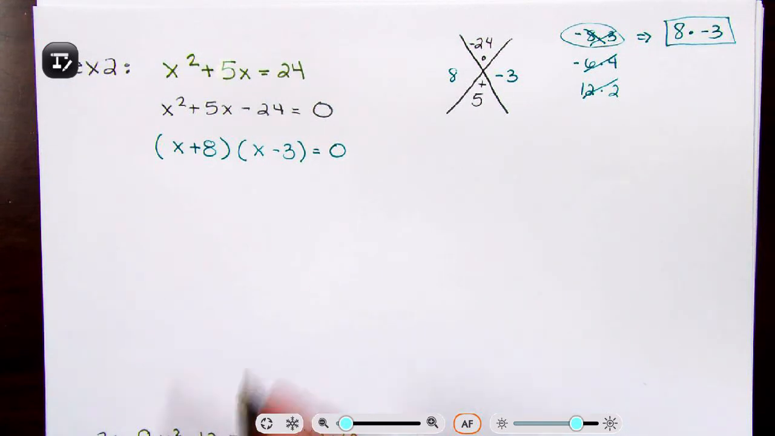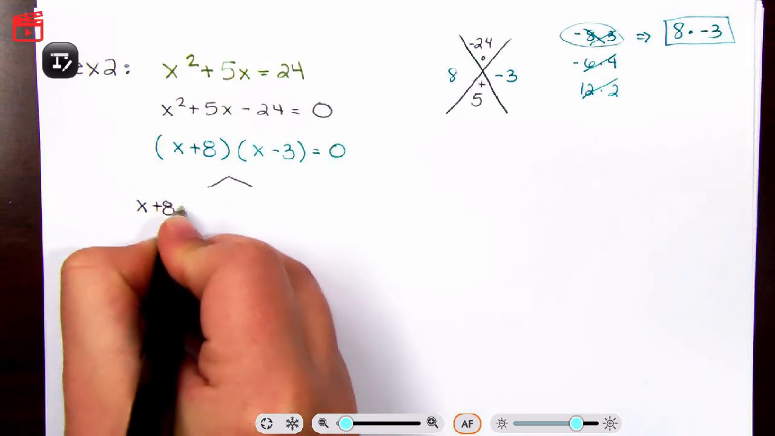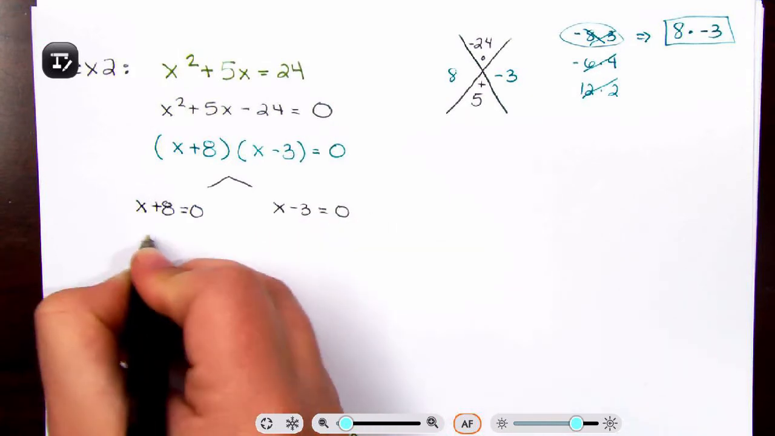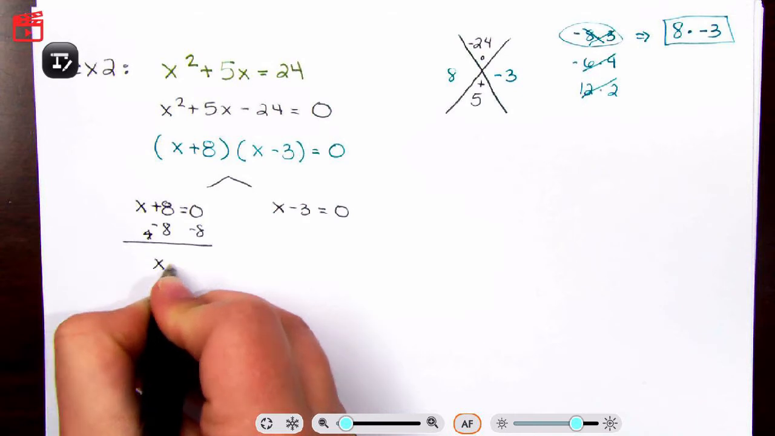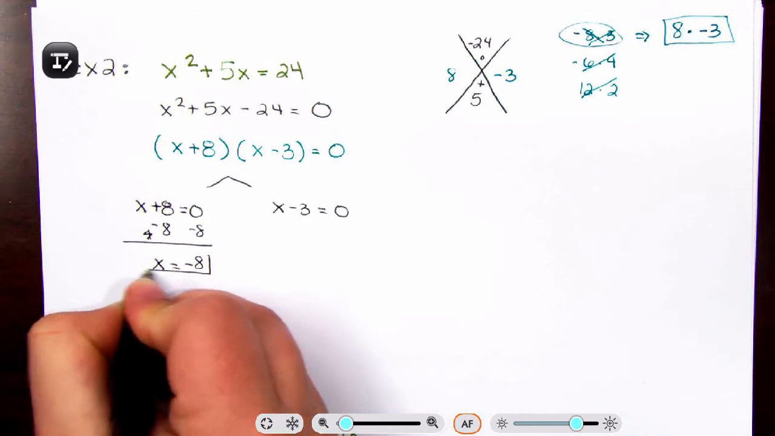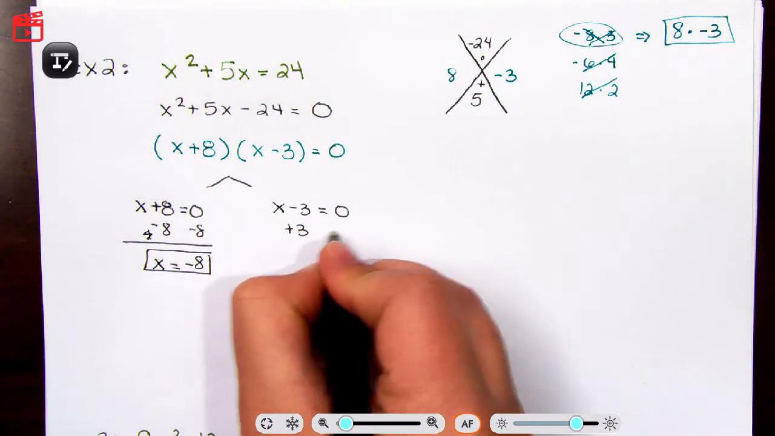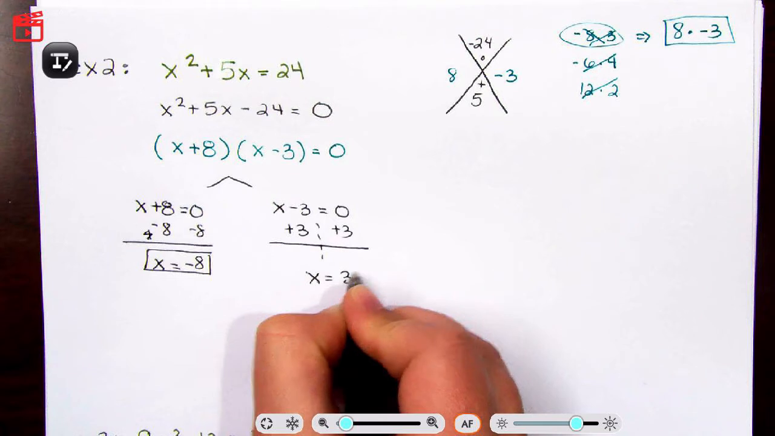Once you have factored, we're going to set this up as 2 separate equations. Each bubble gets set equal to 0. I'm going to subtract 8 from both sides. So for the first one, x is equal to negative 8. And then for this one here, I add 3 to both sides. So I have x is equal to a positive 3.